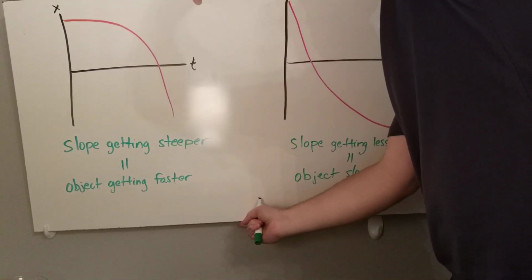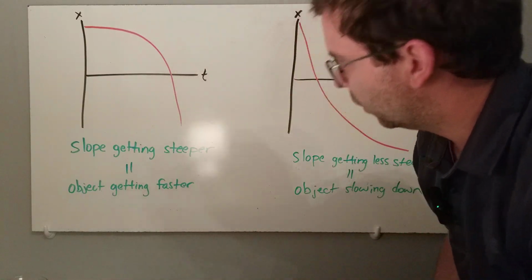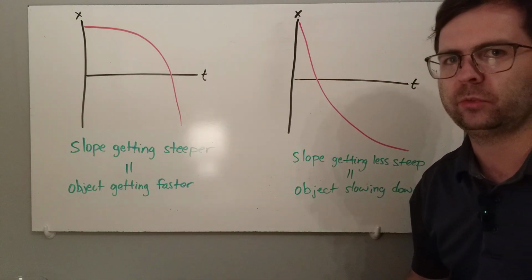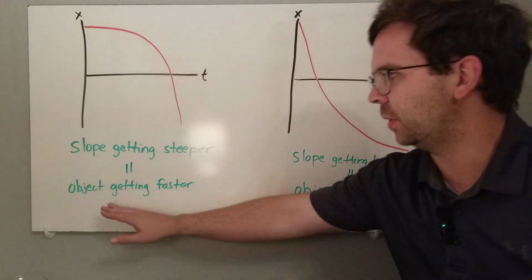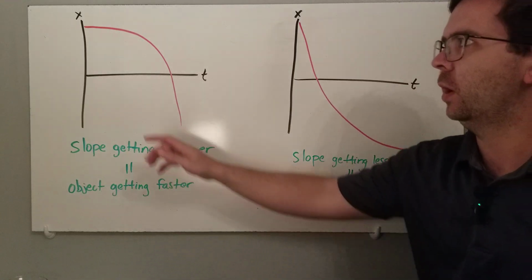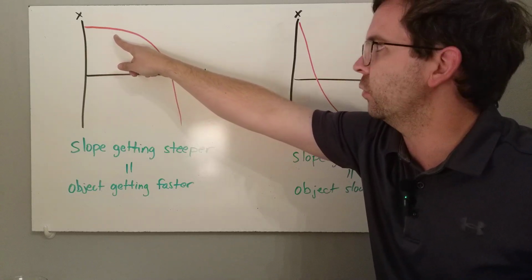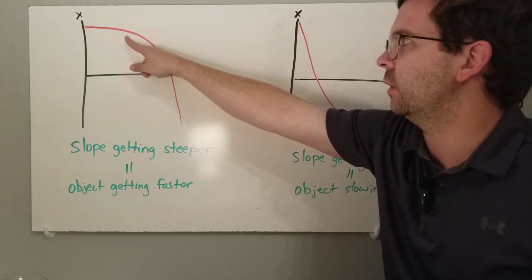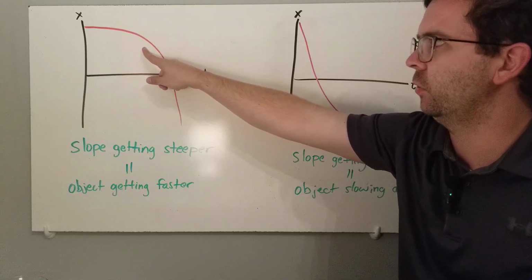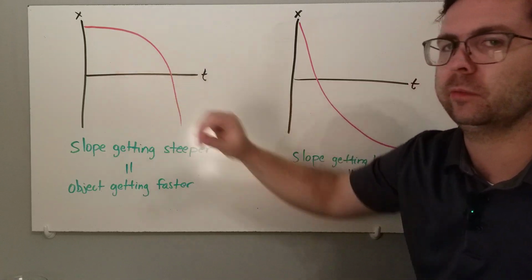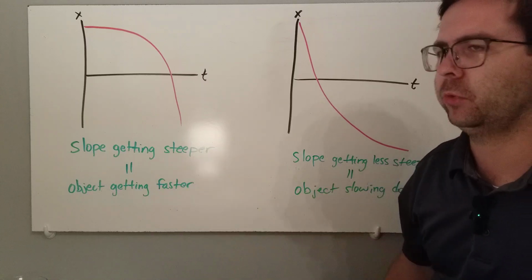One more example. What if the line is not straight, it's actually curved? Well, in that case, if the slope is getting steeper and steeper, that just means that the object is getting faster and faster. So this object starts out pretty slow, moving in the negative direction. Maybe it's falling, so it's going slow. But as it continues to fall, it gains a little more speed, and the slope gets steeper and steeper until eventually it's moving very fast. So this is an example of an object speeding up if the slope is getting steeper.